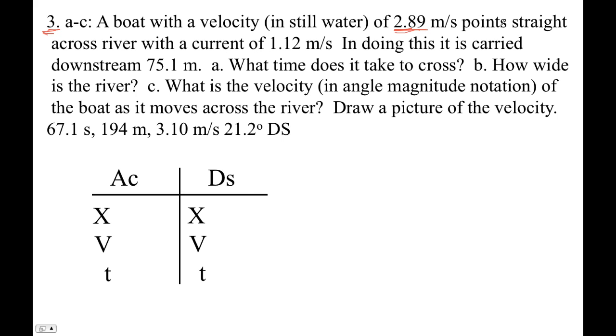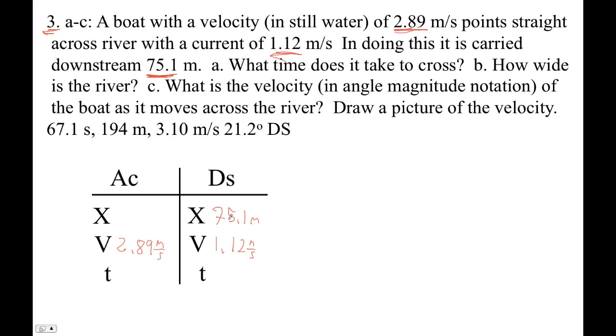This is a very convoluted way of saying if we point the thing across the river, this is the speed of the boat, 2.89 meters per second, right? Let's see, the current is 1.12, so that's the downstream velocity, right? And then in doing this, it's carried downstream a distance of 75.1 meters, so that's this guy.